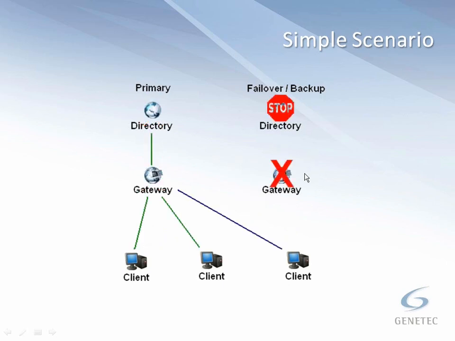And same thing goes for the gateway on the failover server. If it's not reachable, the clients that normally connect to that machine should be looking for the gateway on the primary server. In this case, we just have the one client that's going over to the primary gateway.